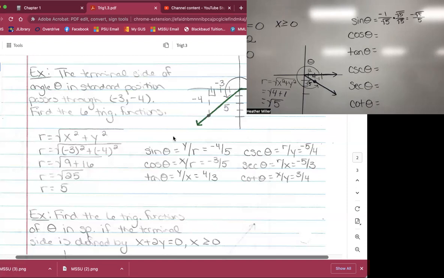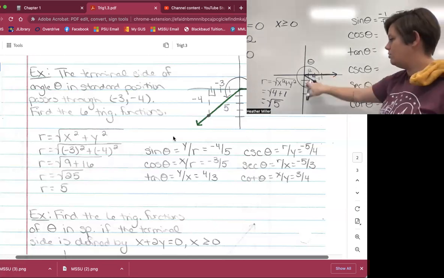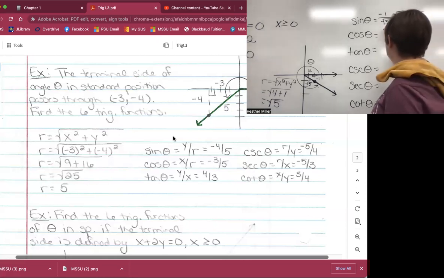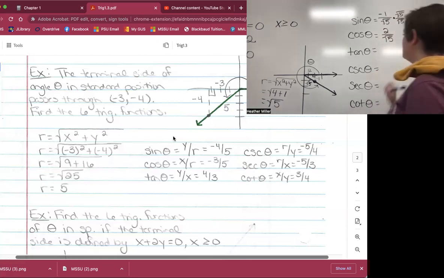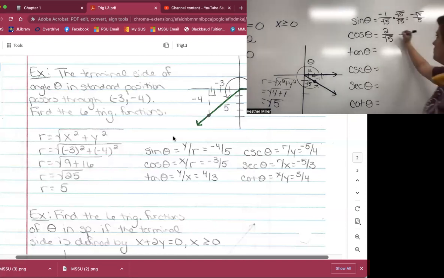And that is 100% accurate and completely good. But you don't want to leave it as -1 over radical 5. This is not simplified. This is not complete. You want to take it out here to negative radical 5 over 5. So be aware of that. Okay, cosine is x over r. So that's 2 over radical 5. Again, we're going to do the exact same process to rationalize that denominator. Top and bottom get multiplied by radical 5, leaving us with 2 radical 5 over 5 as our cosine.